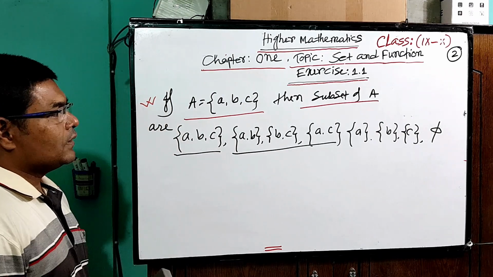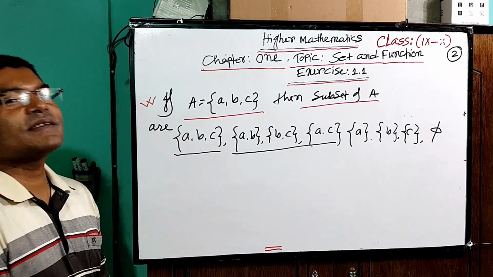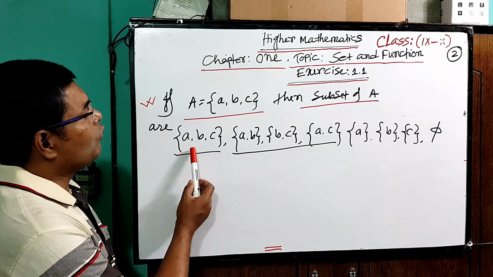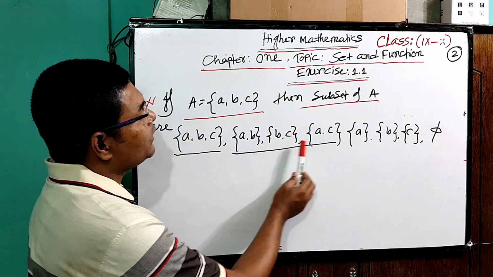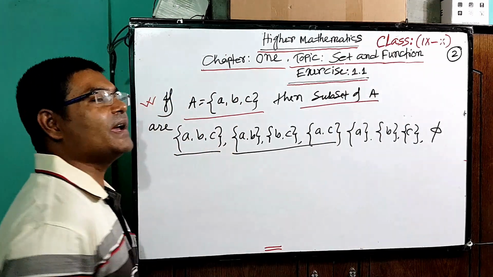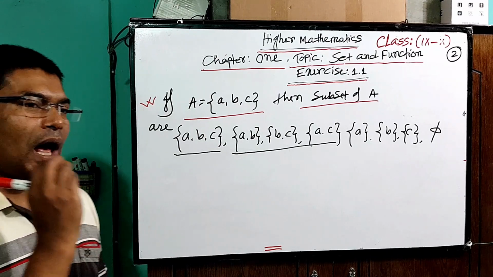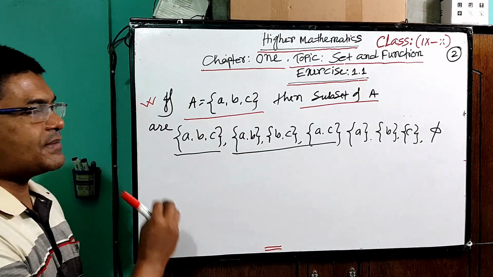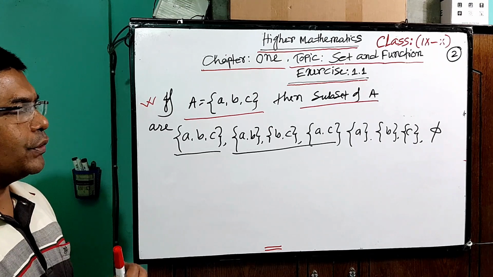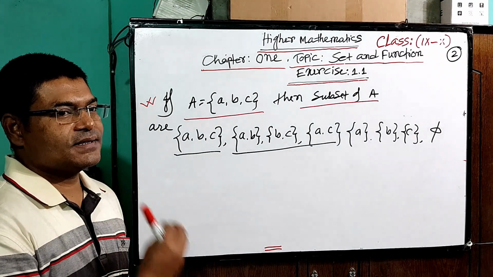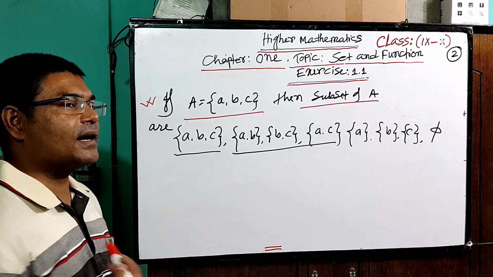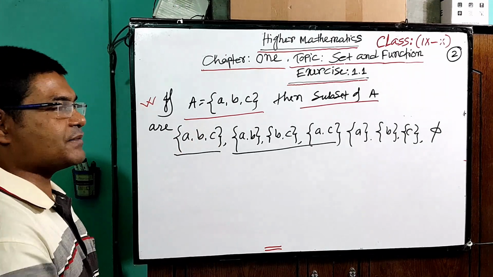So we have learned the subset. Now you can count 1, 2, 3, 4, 5, 6, 7 and 8. So according to our definition, subset completed. Now we will do proper subset. Please follow the board.